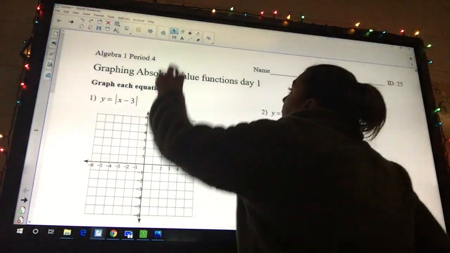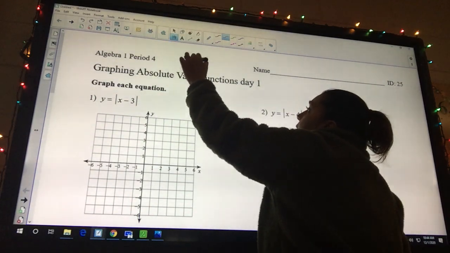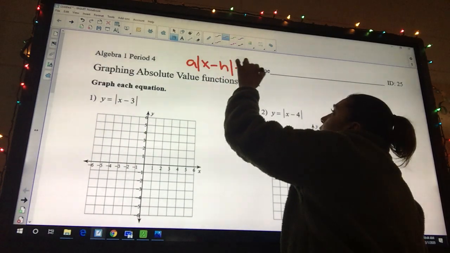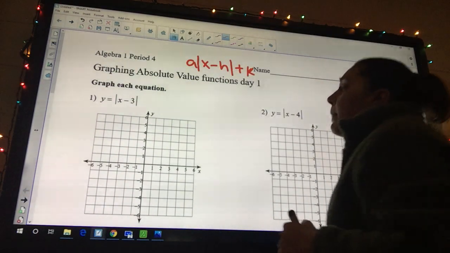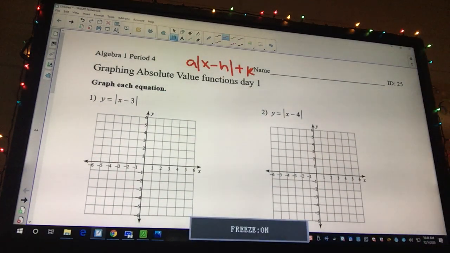Okay, so here's the general equation: a|x - h| + k. Okay, this is the general equation, and I'm going to try to see what you guys are writing down.